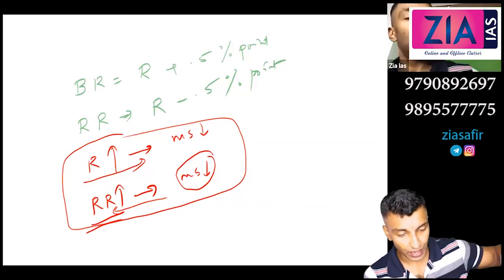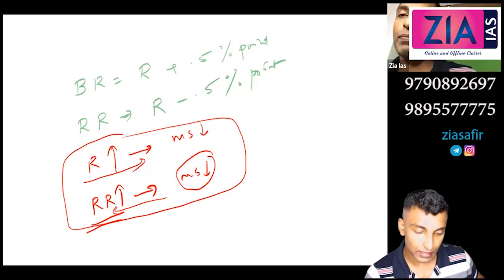So you understood the logic of why reverse repo is less than repo?